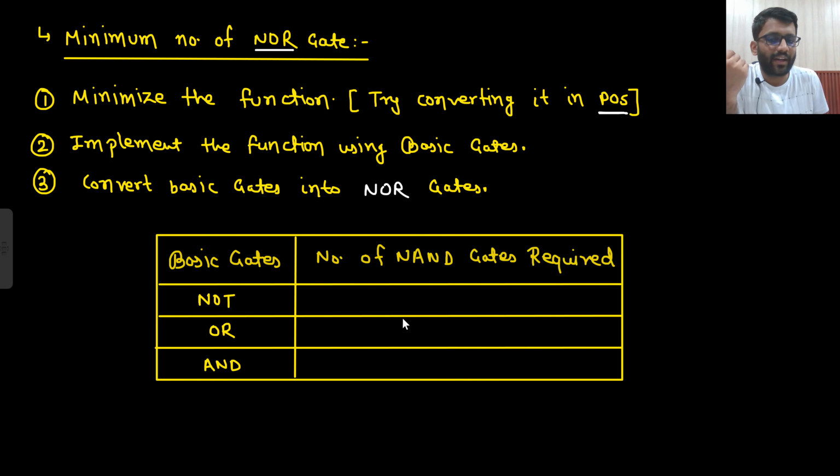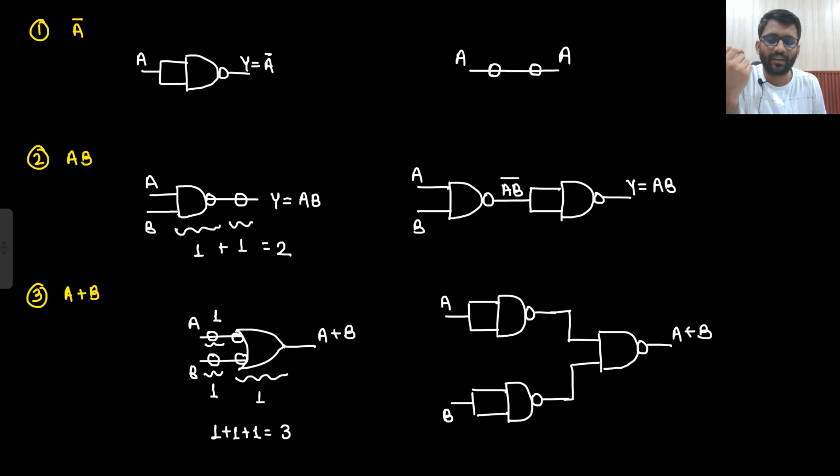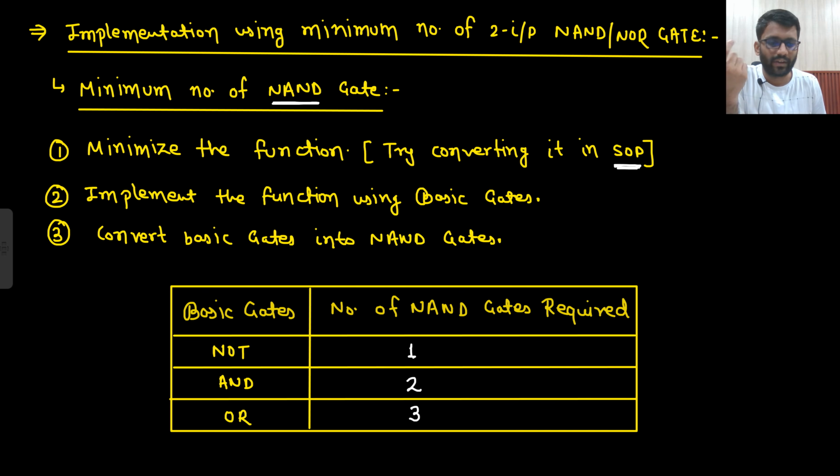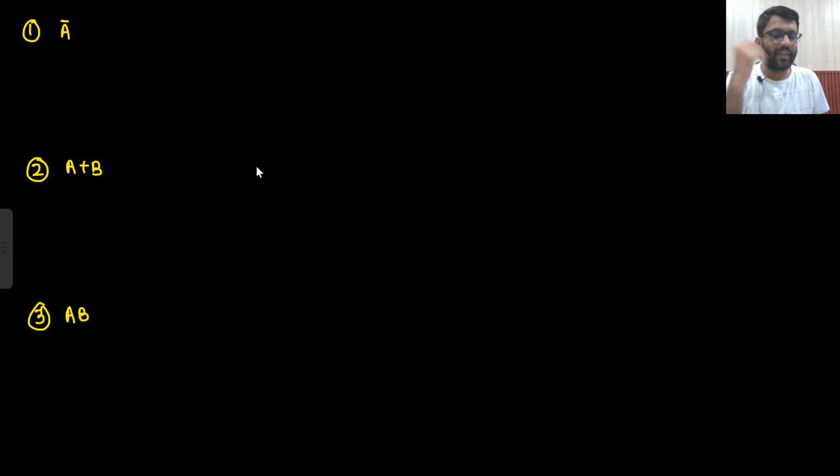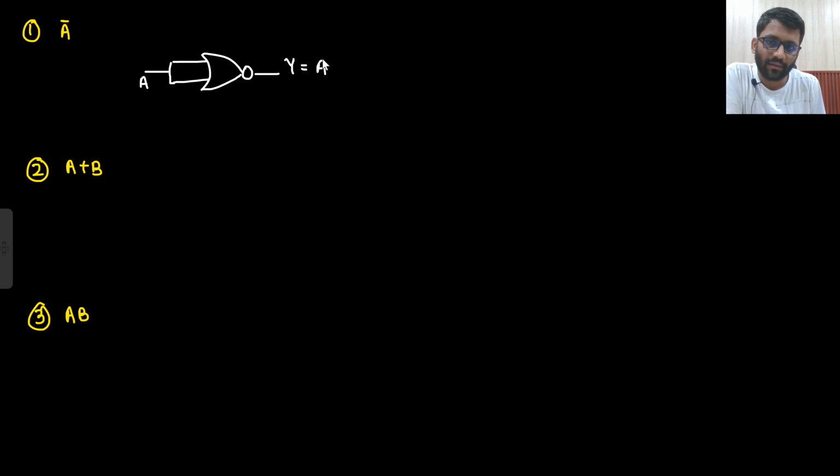So to implement NOT gate, how many NOR gates are required? I just copied the page, that's why these are there. How many number of NOR gates are required? 1. For an OR gate, 2 are required. For AND gate, 3 are required. You can check it out. Here also I will write it down. Okay, I have already written it down. So 2, 3, we will check it out now. So how will I make A bar? Only 1 is required. This is how I will make A bar. This is A plus A, Y will be equal to A bar.